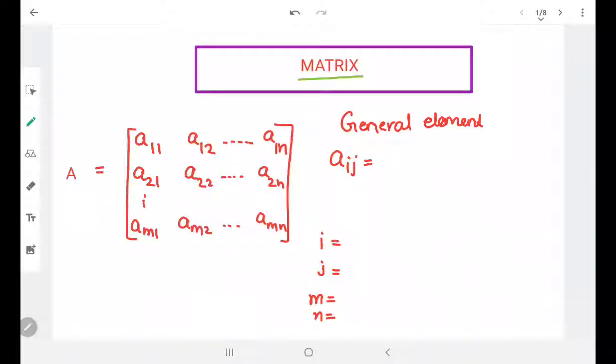The first question that comes is, what is a matrix? A matrix is a regular, proper arrangement of elements in terms of rows and columns. Here the elements are arranged in a fashion which we have not seen before, like rows and columns. So this pattern is known as a matrix.